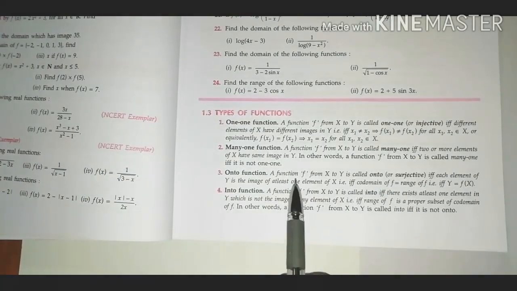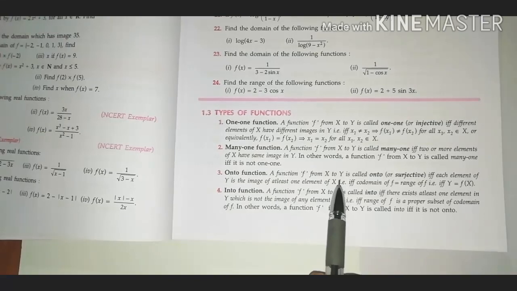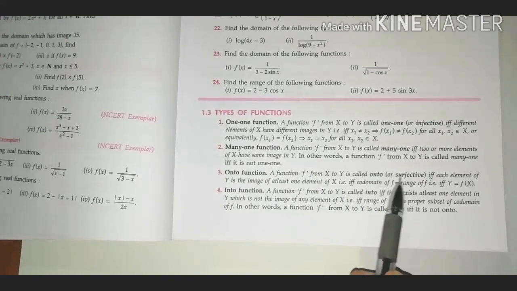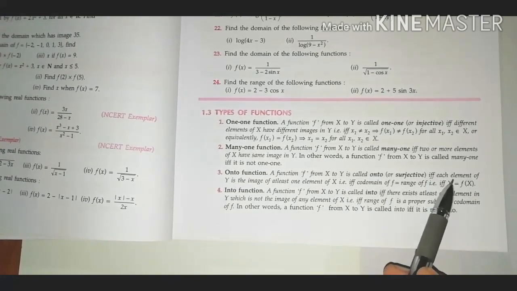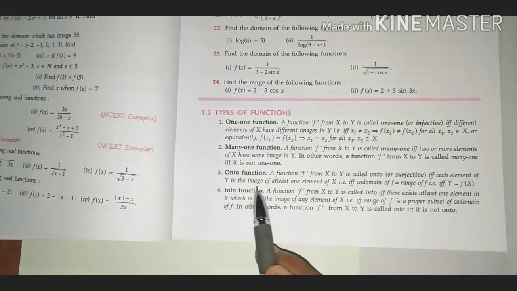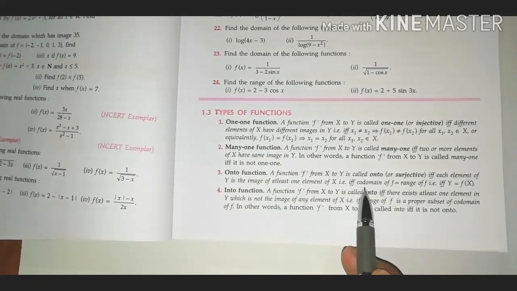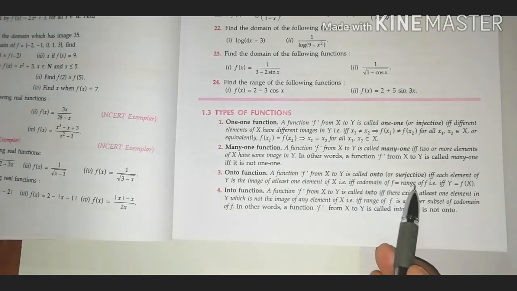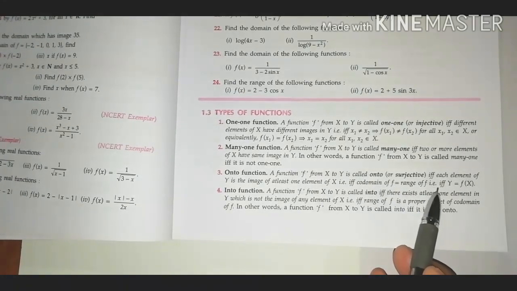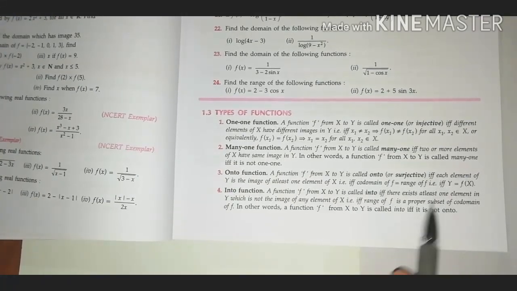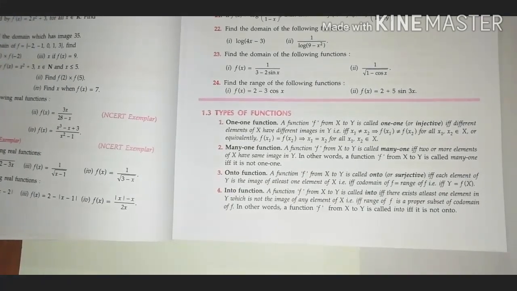And next one, onto function. A function f from X to Y is called onto, or surjective, if and only if each element of Y is the image of at least one element of capital X. That is, if and only if the codomain of f is equal to the range of f. Otherwise we can say, if and only if Y is equal to f of X. So an onto function is defined on the basis of the second set.